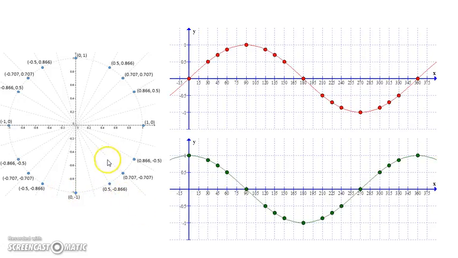What you get is the red graph here is the graph of the y coordinates, so it's y equals sine x, and the green one is the graph of the x coordinates, so it's y equals cos x. I probably should have made that theta, but there you go.